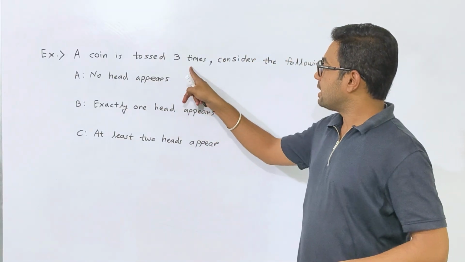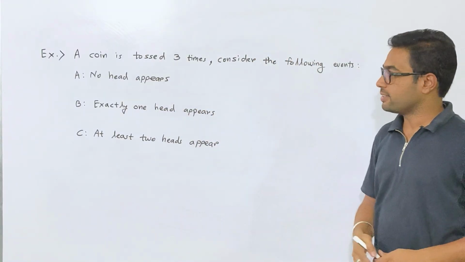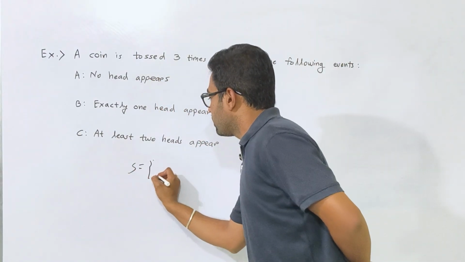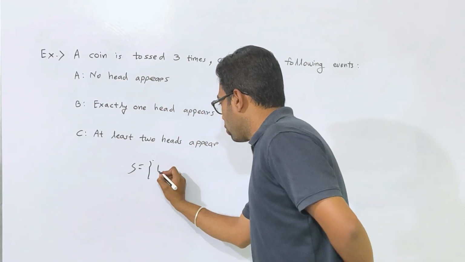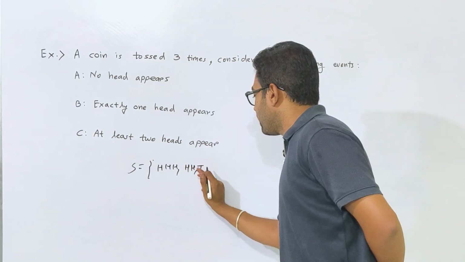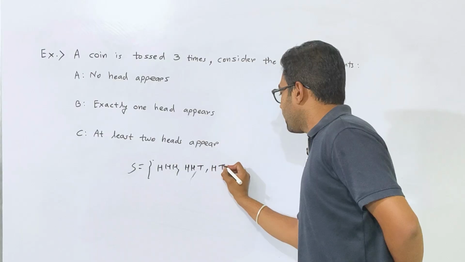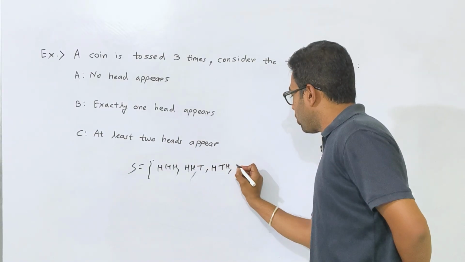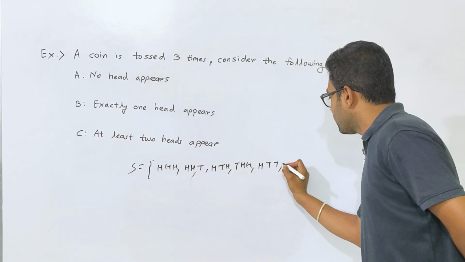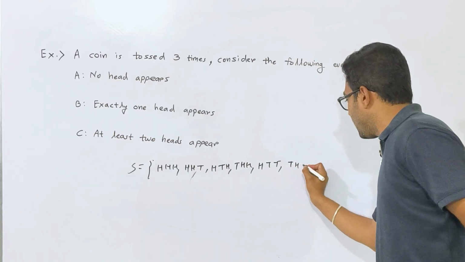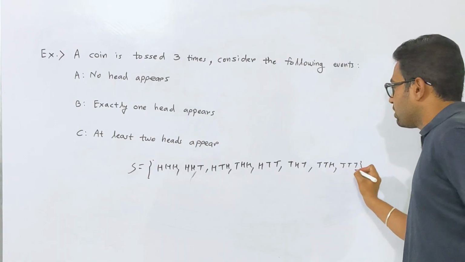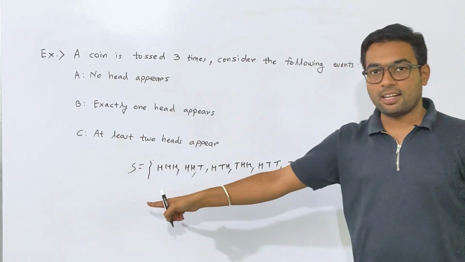A coin is tossed 3 times. Consider the following 3 events. First, what is the sample space for this experiment? If a coin is tossed 3 times, all can be heads, or 2 can be heads and 1 tail. That tail can be anywhere, in between or in the first place also. If I have 1 head and 2 tails, the order may be different. So T, H, T, T, T, H and all 3 tails. So all these 8 possibilities are in the sample space.